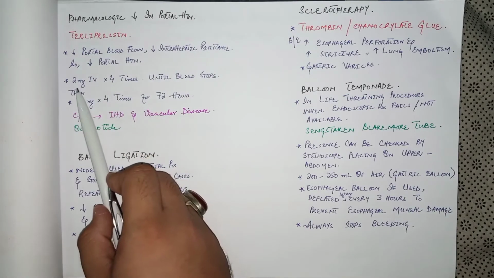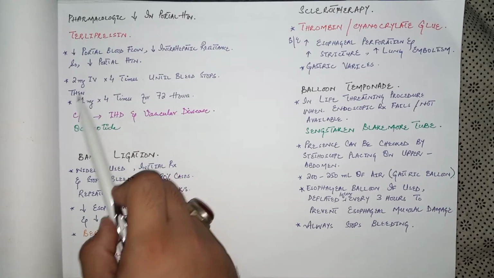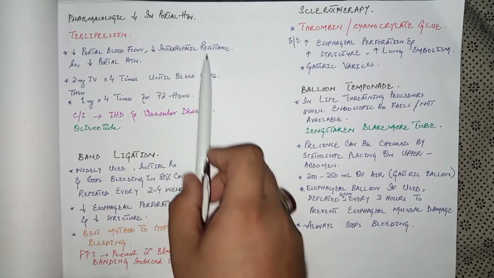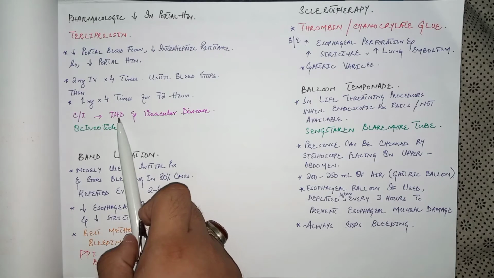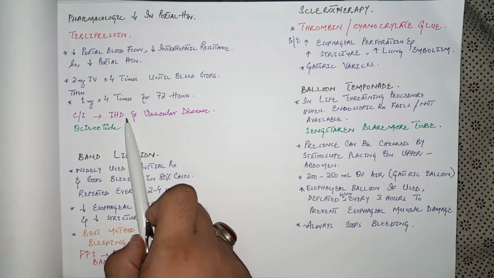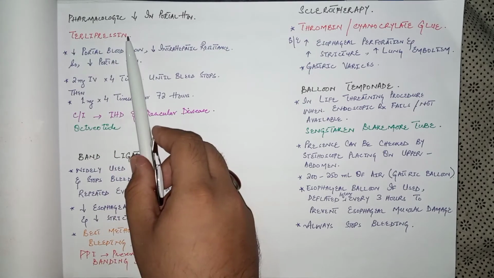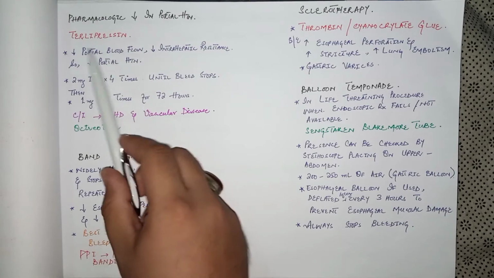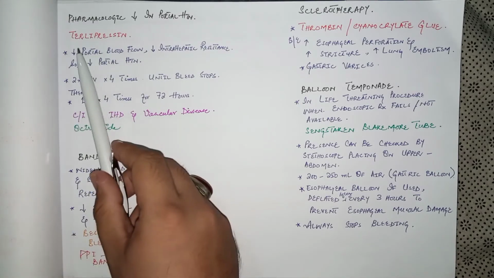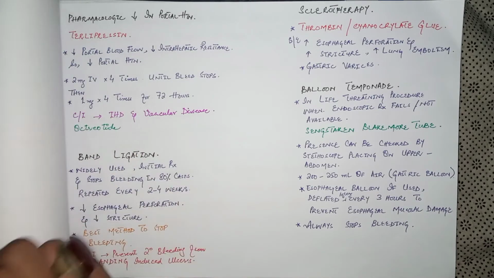This should be given as 2 mg IV 4 times until the patient's bleeding stops, and then 1 mg 4 times for 72 hours. But here the contraindication is ischemic heart disease. This should not be given to patients with ischemic heart disease and peripheral vascular disease because of its vasoconstriction effect. The alternative therapy to terlipressin is octreotide; in countries where terlipressin is not available, octreotide should be used.